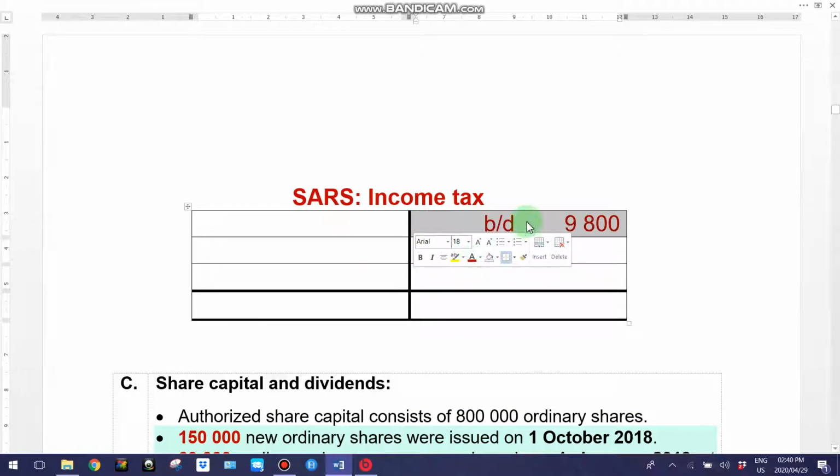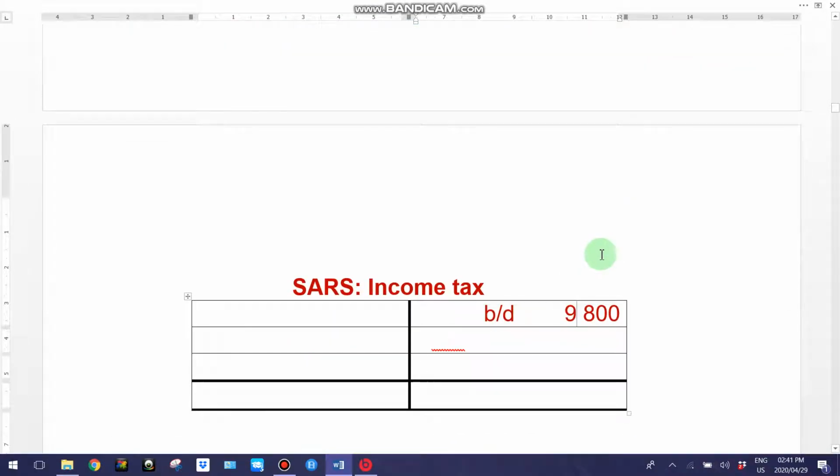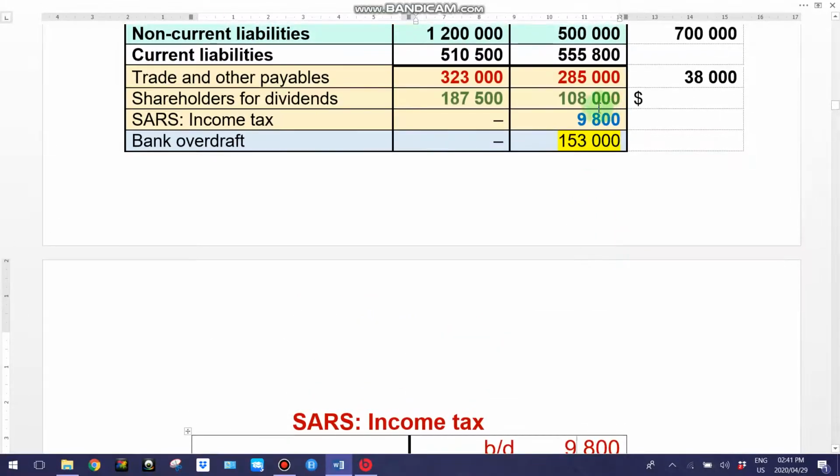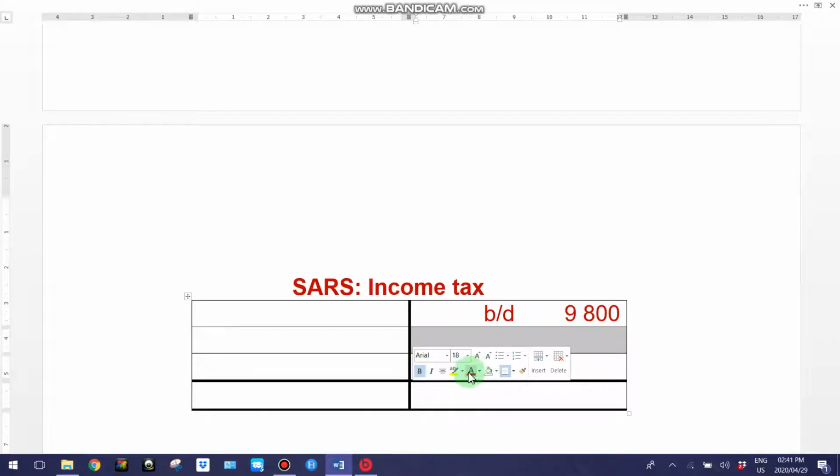So what do I have here? The opening balance, 9,800. You don't have to show it as a proper ledger account. You show it as a working. So you take this year's amount, it's on the credit side, and then on the credit side you would put your income tax for the year. That's from your income statement. Remember, sometimes you have to calculate it, and sometimes it is given. This would always be on the credit side of your SARS income tax account.